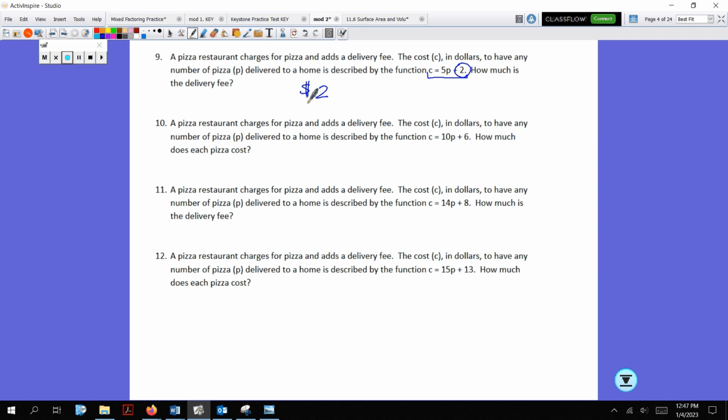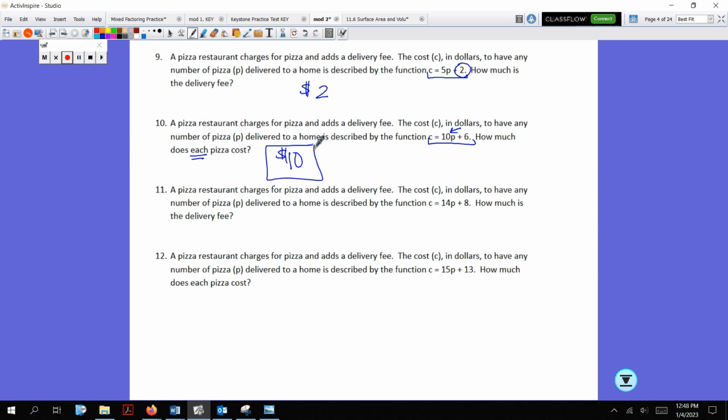Okay? In number 10, here's our equation. They say the cost in dollars. Again, the restaurant charges for the pizza and adds a delivery fee. So C is the total cost in dollars, and then I have to buy a certain number of pizzas. How much does each pizza cost? Well, every time you see the word each or per, I want you to think about rate. So that would be my slope. So $10. Each pizza is $10 plus a $6 delivery fee.